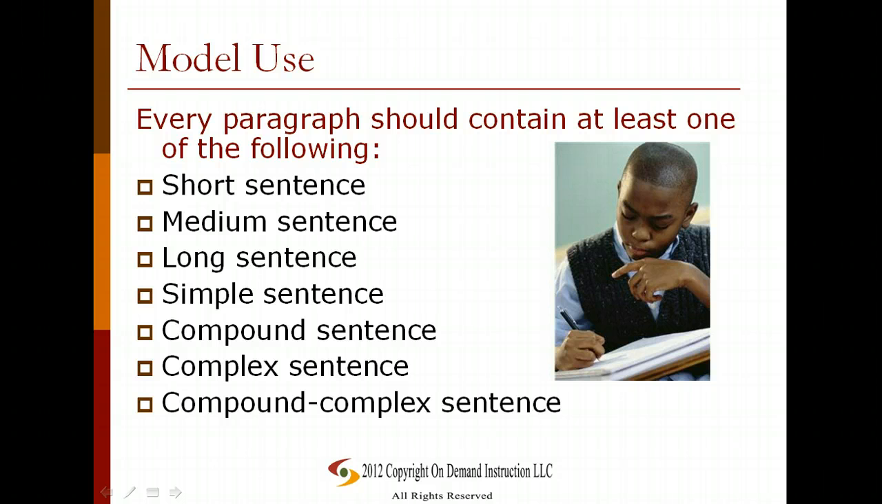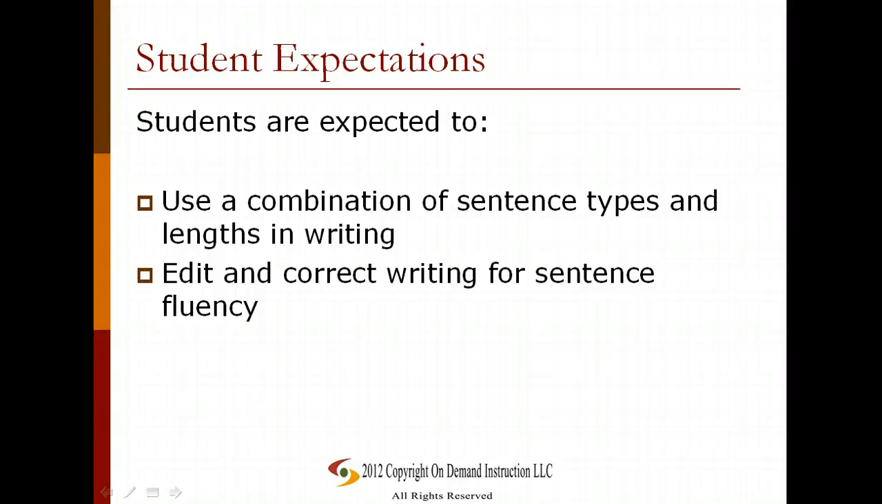In a perfect situation, every paragraph would contain at least one of the following: a short, medium, and a long sentence, a simple sentence, a compound sentence, a complex sentence, and the big one, a compound complex sentence. Strong writing creates a combination of these different sentences to create that balance, that natural rhythm, and the natural flow throughout the writing. To do that, you need a combination of different kinds of sentences.